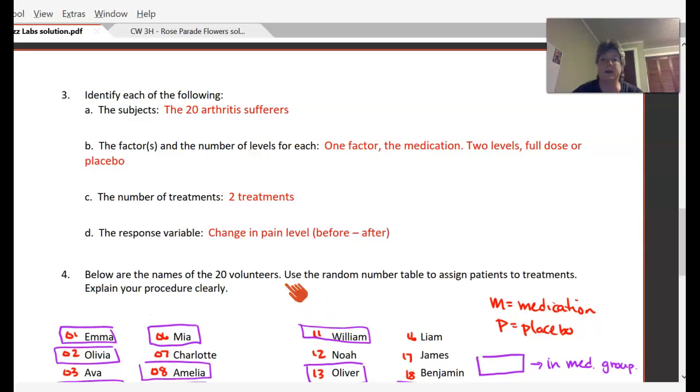And then the response variable, as I mentioned earlier, you want to think of this as what piece of information you are going to gather for each individual, or what you are going to write down for each individual at the end of this experiment. And for each of these volunteers, we're going to make note of their change in pain level, taking their before score minus their after score.